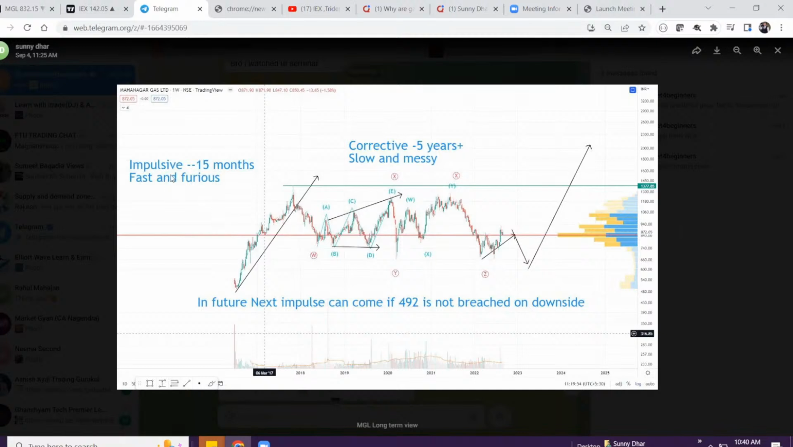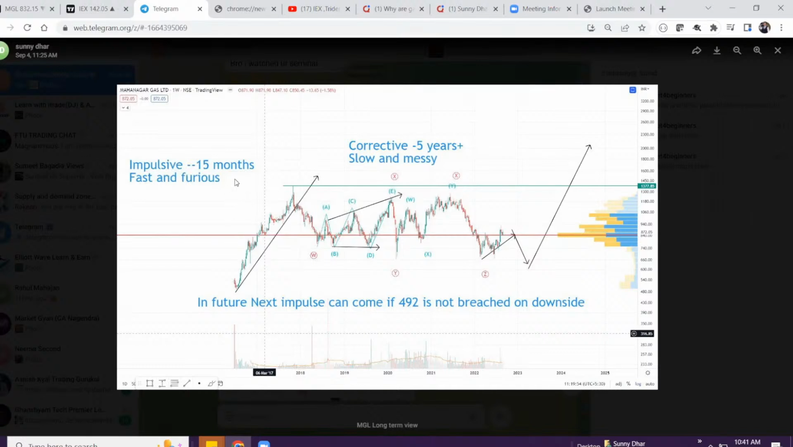There has been an impulsive move for 15 months. So from this point to this point, it went up impulsively, and this period was around 15 months. After this, you can see there was a corrective period that has lasted around 5 plus years, and this is a slow and massive move, and this is still not over. So you can see that the corrective period is greater than the impulsive period.